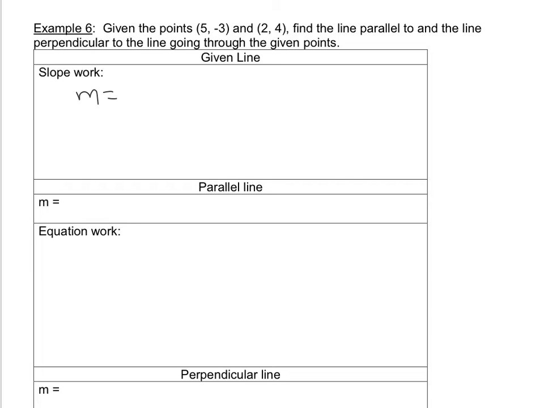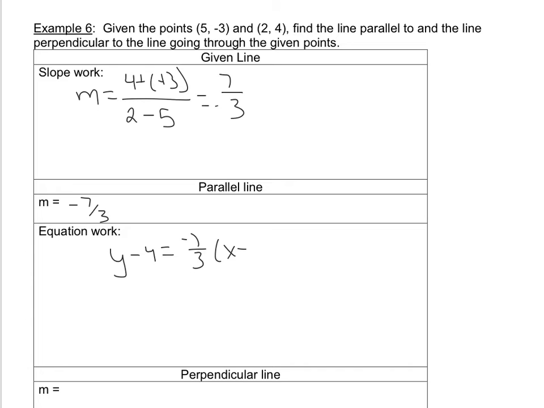So slope equals 4 minus -3 over 2 minus 5. So you get 7 over -3. So the parallel slope is going to be -7/3. And just pick one of the 2 points, because it's just saying it's going through one of those 2 points. So you'd say y minus 4 equals -7/3 times x minus 2.